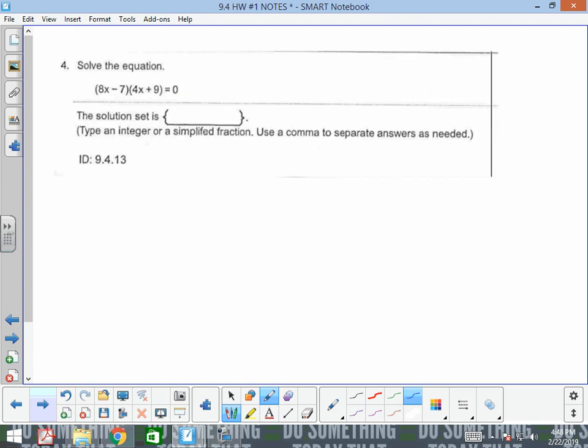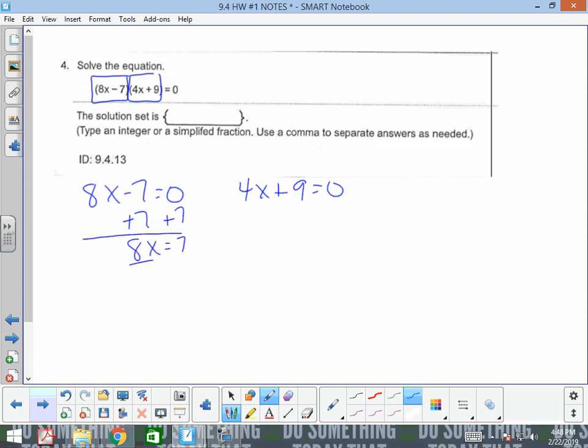All right, let's look at one more. Again, we're going to take each factor, set it equal to 0, and solve. So add 7. And notice the work I'm showing. I'm showing you how I'm setting up the equation, and how I solve the equation. So you need to do that for each factor.